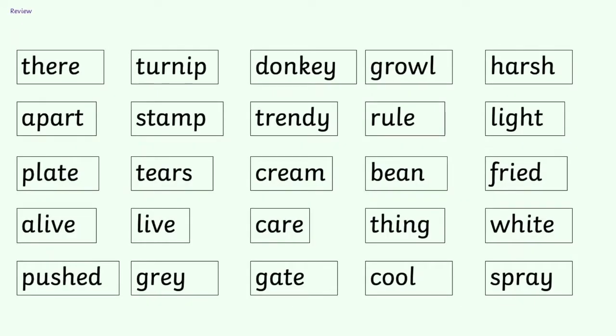Right, let's have a look and see what you could have found. There were two here, plate and grey. Plate is with the split digraph AE, and grey is an unusual spelling. We've got an EY making the A sound.